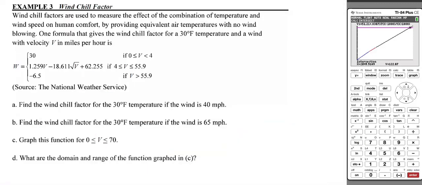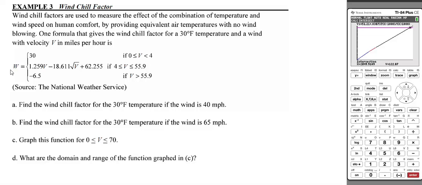Example 3 is exploring wind chill factor. Wind chill factors are used to measure the effect of the combination of temperature and wind speed on human comfort by providing equivalent air temperatures with no wind blowing. One formula that gives the wind chill factor for a 30-degree Fahrenheit temperature and a wind with velocity v in miles per hour is this piecewise function.